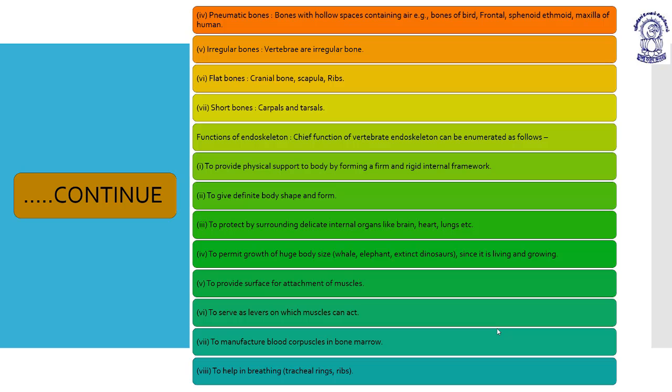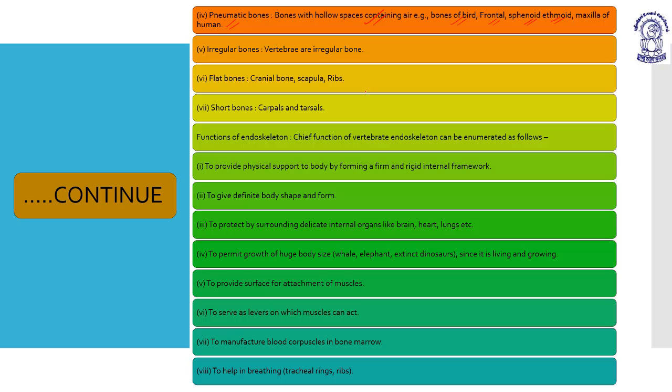Pneumatic bones are bones with hollow spaces containing air, like bones of birds, and in humans the frontal bone, sphenoid bone, ethmoid bone, and maxilla. They are filled with air cavities.